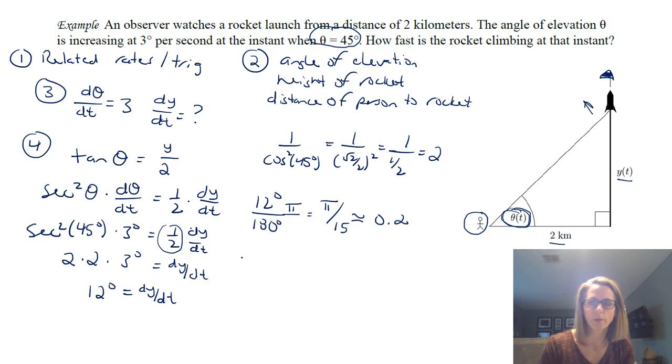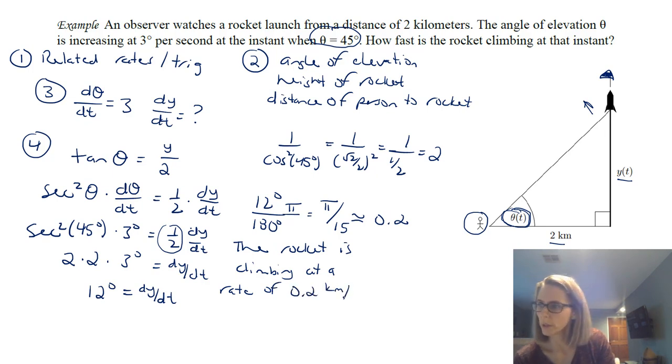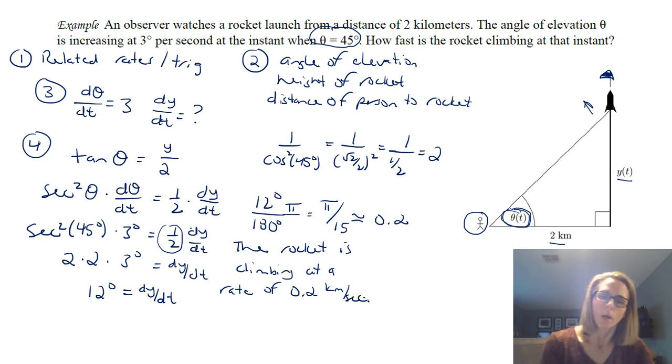And again, that's just because you wouldn't say the rocket is climbing at 12 degrees because rockets climb in terms of some sort of distance, and our distance is kilometers. So we can now say the rocket is climbing at a rate of 0.2 kilometers per second. And that's our answer. So yeah, we have a lot happening here, obviously.